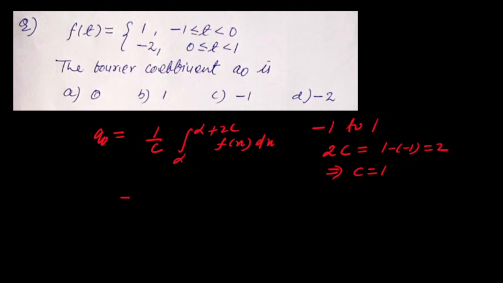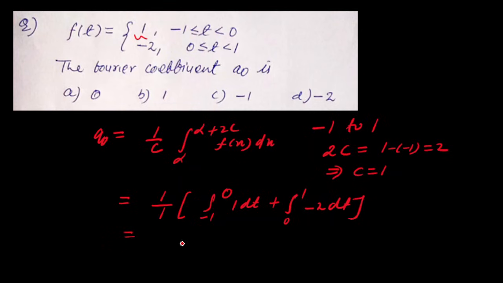So how will you calculate a naught? A naught will be 1 by c, that is 1 by 1. But the function is written in two parts. So I integrate from minus 1 to 0, and in this case the function value is 1, so I write 1 dt, and then we integrate from 0 to 1, and the function value is minus 2, so I write minus 2 dt, right? So 1 by 1 will be 1, integration of 1 is t, with limit minus 1 to 0, and here I will get minus, and this will give me 2t, limit 0 to 1.